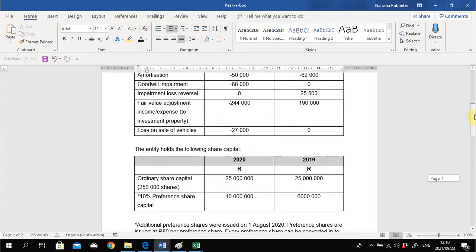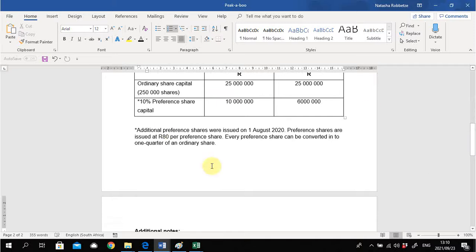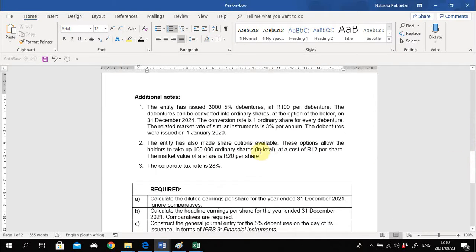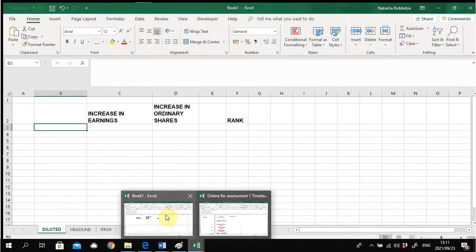The items that are potentially dilutive here would be the preference shares, because it's not an ordinary share, but it has the potential to become one. So it's a dilutive instrument. There are also the debentures, which again are not ordinary shares, but have the potential to become one, which is again a dilutive item. And then also the share options. Again, it's a share option, but it can become an ordinary share when they opt to take up ordinary shares. So going to the memorandum.